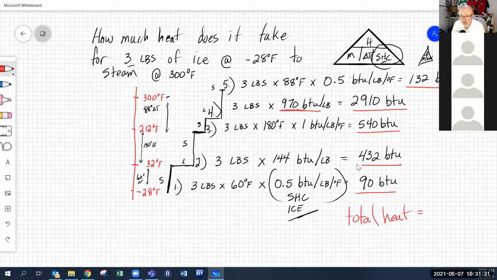And Connor, you are right. It is 4,104 BTUs total is the total heat to take 3 pounds of ice at minus 28 to steam at 300.